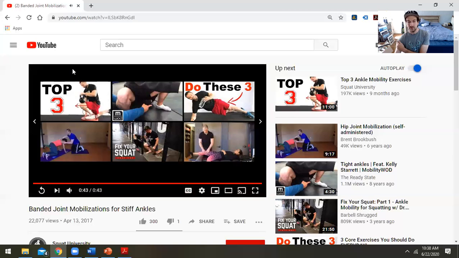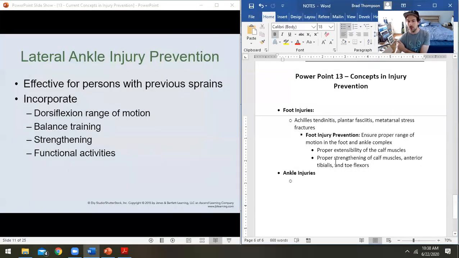So that is a really great video. There are a lot of examples of distraction that you're going to learn in Capstone. But if you have really limited dorsiflexion, that could be one of the reasons, and that could cause an ankle injury. Segueing back to prevention, we're going to see lateral ankle injuries that are really common. We are going to see lateral ankle sprains, medial ankle sprains, and high ankle sprains.